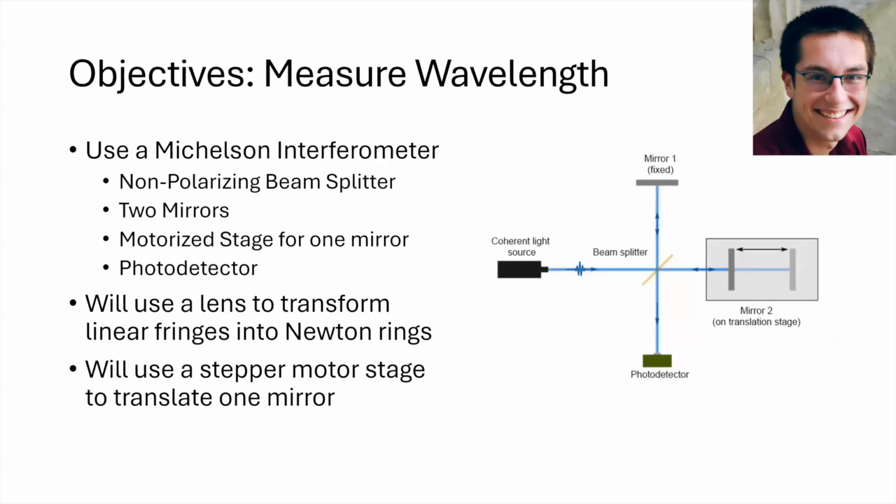To measure the wavelength, we use a simple Michelson interferometer using a beam splitter to split the beam into two arms to create an interference pattern, which we can read with a photodetector.